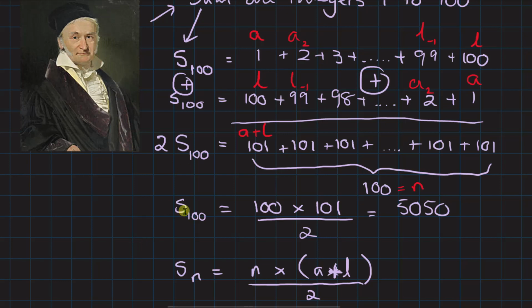So the sum of the 100 is going to be my number of terms times the sum of first and last, divided by 2. And he correctly said the value was going to work out as 5,050. So to summarize that, the formula comes from the number of terms multiplied by the first and last term. You've got to be able to work that out and divide it all by 2.